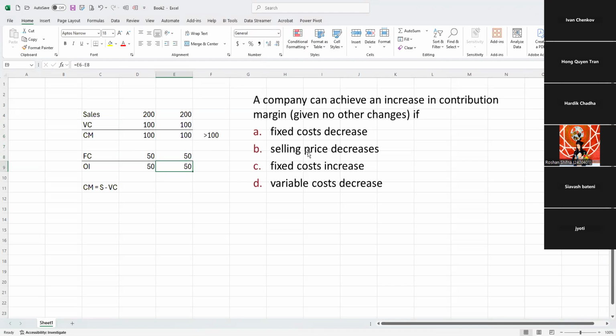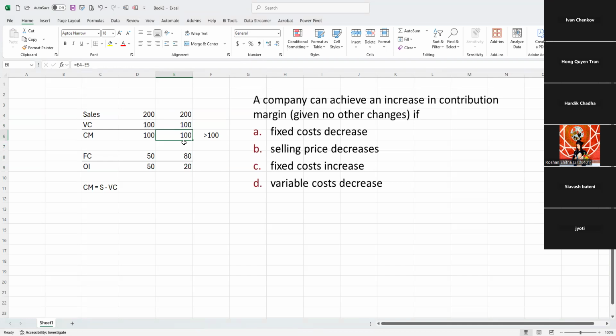Second, the selling price will decrease. So that means instead of 200, let's put it down to 180. Did I get what I wanted? No. So selling price doesn't help me. Now let's say fixed cost increases. Let's increase the fixed cost and make it 80. How does this change my contribution margin?